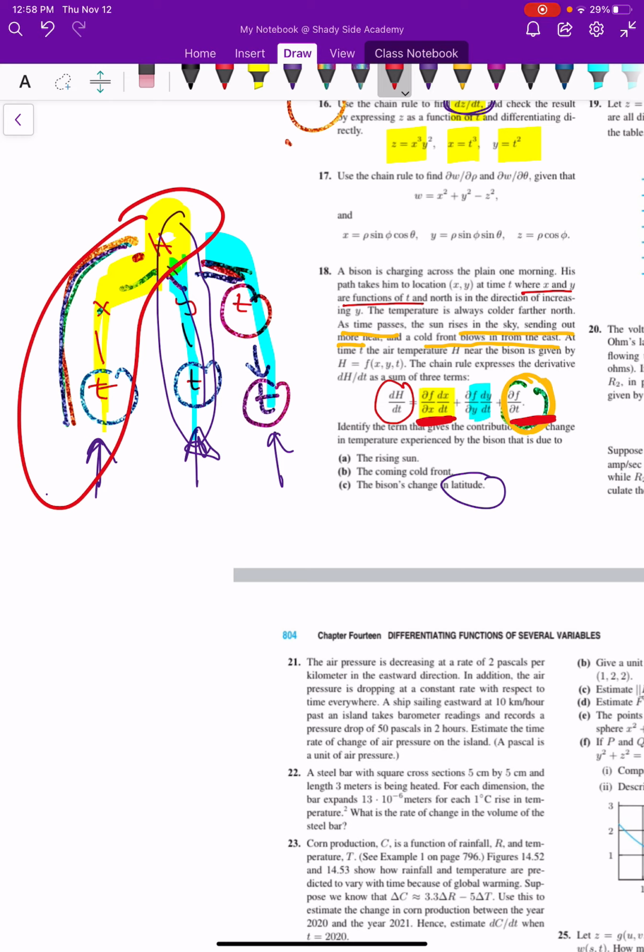The bison's change in latitude. Latitude is east-west. Well, that is for sure this term right here, the change in latitude. I wonder if the textbook meant to say the coming cold front from the north, because then it would be this blue term. But again, I'm just reading the question literally. Okay, so that's an example of a word problem.